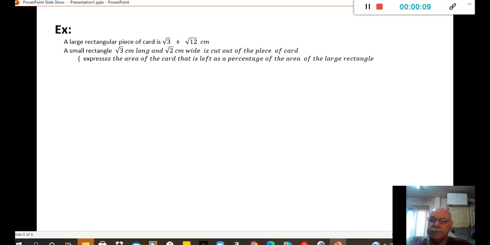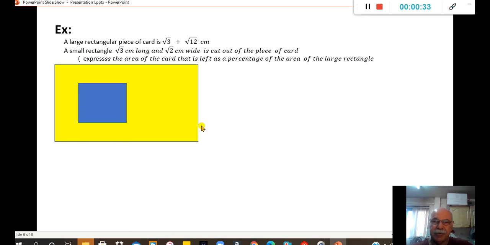Now you try to return back to this question to explain how to solve the problem about the surd, using the rule for the surd in order to find the area for this question. We have here a big rectangle and we have here a small rectangle. Inside the big rectangle we need to find the area as a percentage for this area.